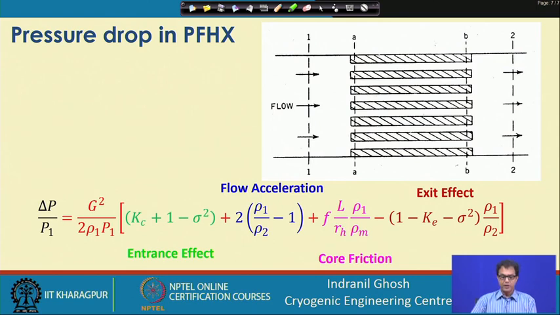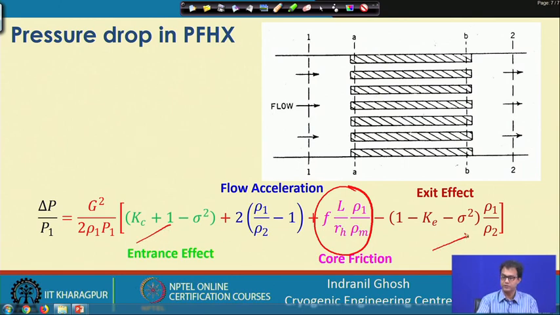So, we now have four terms in the pressure drop correlation for delta p by p 1. Earlier, we were looking only into this part; we had not taken care of the flow acceleration, the entrance effect or the exit effect in our earlier equation. Only delta p by p 1 equals this. But if we want an accurate estimation of the pressure drop, we have to take account of all these entrance and exit effects, though you will find that these effects are very small as compared to the core friction.